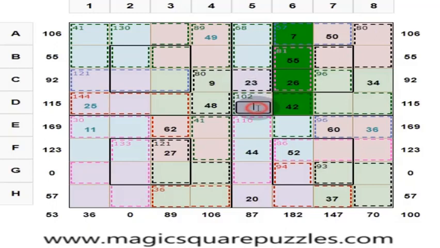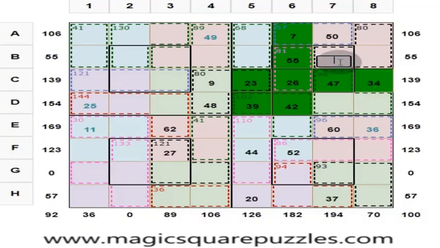Okay. And what is this? So these four numbers are 130. 68 plus 23 is equal to 91. This is equal to 39. Okay. And where is this? 23 plus 26, 49. 49 plus 34 is equal to 83. 47.